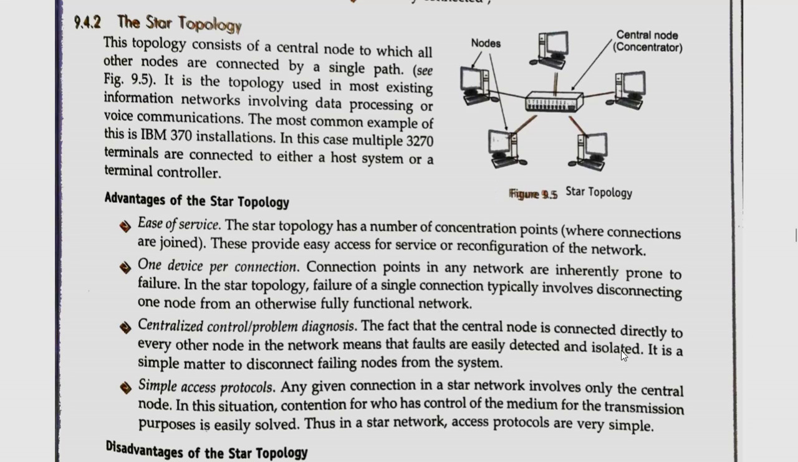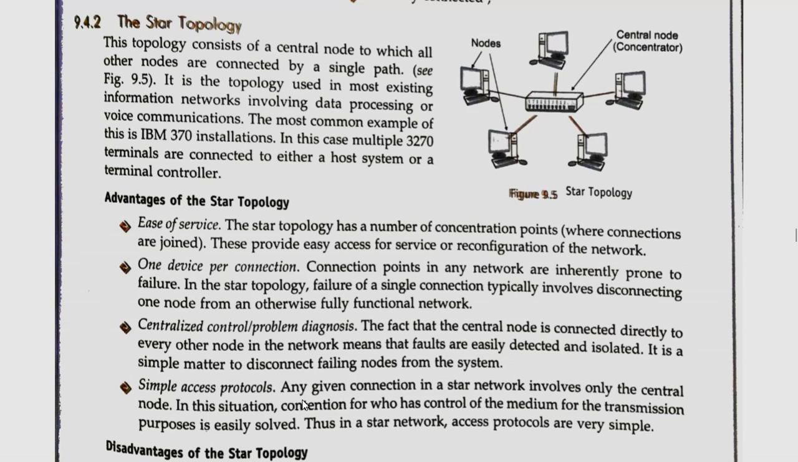Okay, it is a simple method to disconnect faulty nodes from the system. If you have a problem in the node and you are not able to correct it, you are going to disconnect it from the system. It is not going to cause problems for the other nodes because all other nodes have their independent paths to the central system. So even if this particular node has a problem, you can remove it from the system and the rest of the nodes will work properly. Okay, so it is an advantage of the star topology.